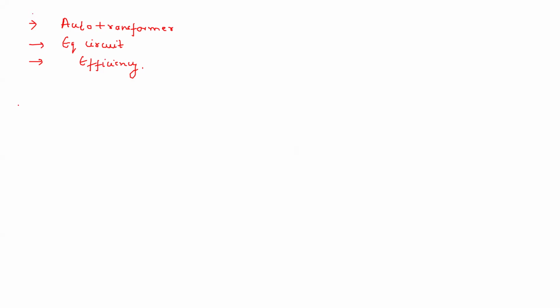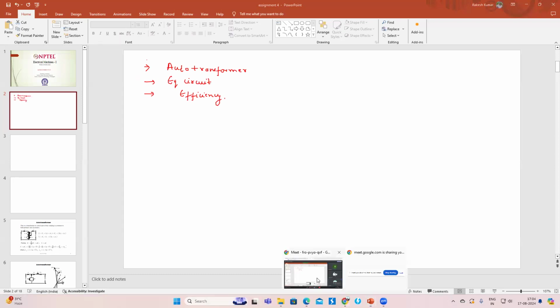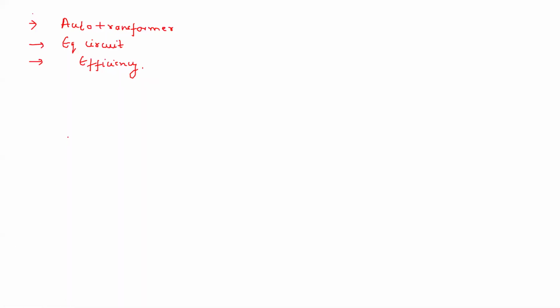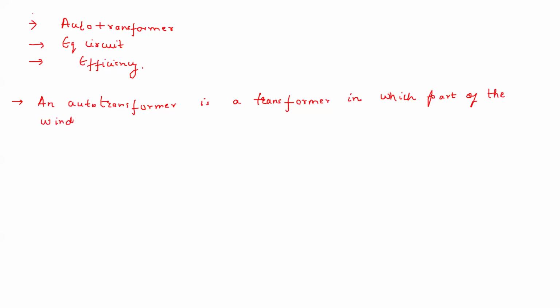So what is an auto transformer? Okay. So in this week, we'll be discussing the auto transformer, and here I'm writing some points for that. So what is an auto transformer? An auto transformer is a transformer in which part of the winding is common to both primary and secondary circuits.